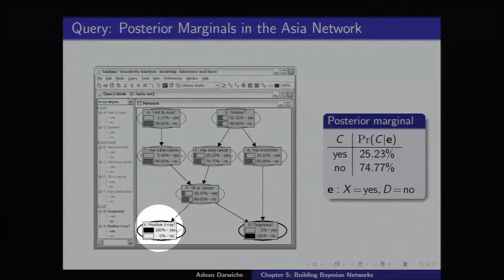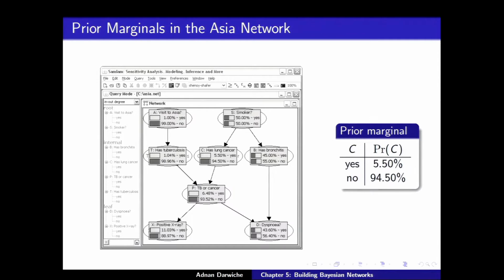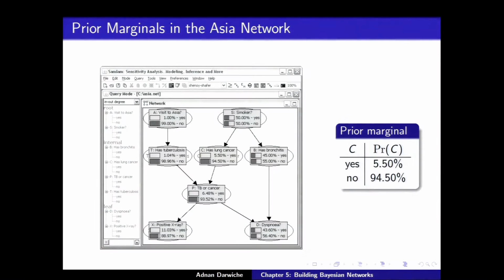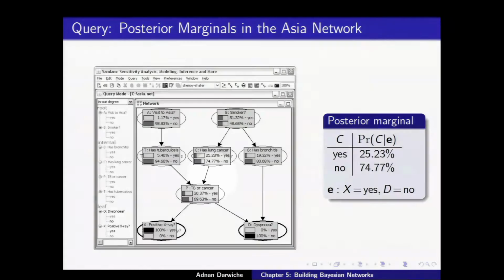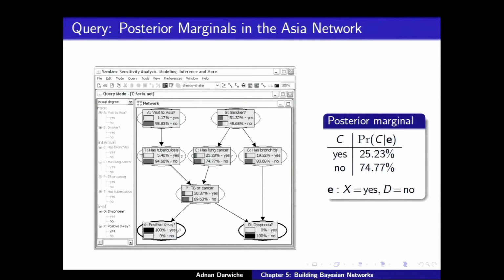So the fact that this is red in SamIam indicates that I know that the X-ray came out positive. And here I'm saying that I know that D is negative. So I'm asserting this as evidence. If you're using the tool, you just go to these boxes and click on them, and you're asserting the values of these variables. So if you look previously, for example, you would have these probabilities. And then if you assert the evidence on these 2 variables, these probabilities got updated. So we had prior marginals and posterior marginals.